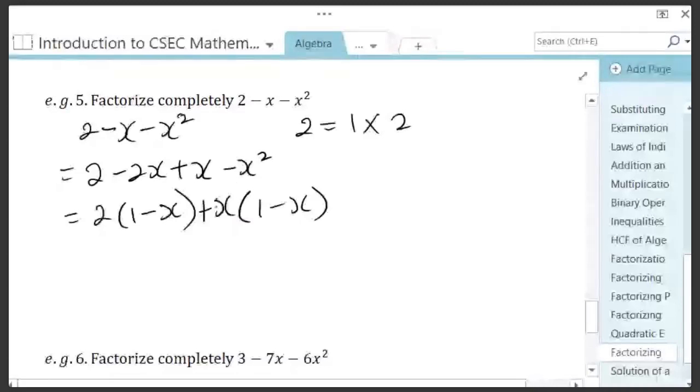So we're going to factorize out the brackets here: 1 minus x. And the other terms, we put them in a bracket here: 2 plus x. Okay? So that's how you work those. Same rules, same principles, okay?